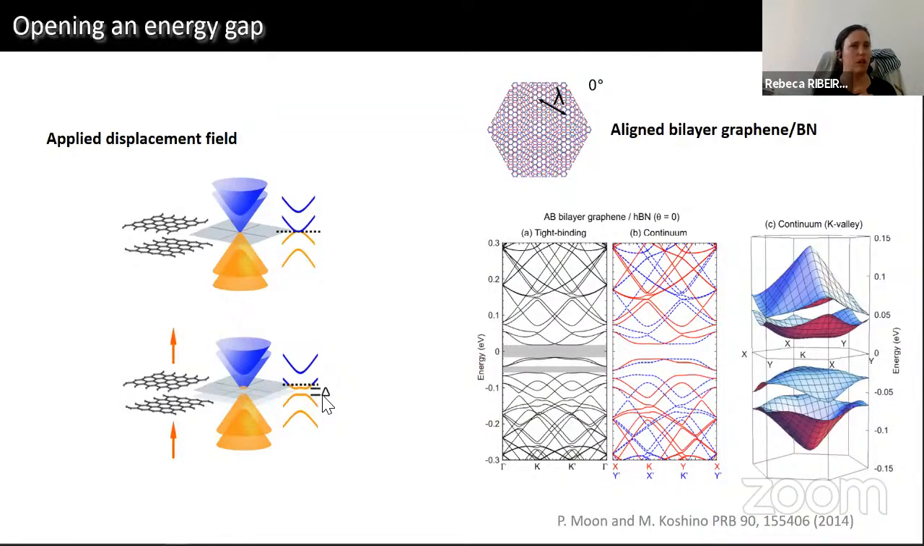These are Koshino and Moon's numerical simulations of the subject from a few years ago, but the numerical simulations have also been reproduced recently by an MIT group, where they predict that AB stack bilayer graphene aligned with boron nitride at zero alignment has the presence of flat bands. And there is even a paper claiming superconductivity in these systems, but I'm not going to talk about that today. I'm just talking about the fact that we can open an energy gap at the charge neutrality point and another gap at the superlattice peak.